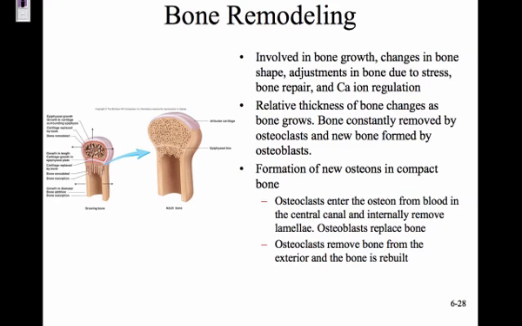So bone remodeling is involved in bone growth, and this is where, when you have ossification occur, there's usually woven bone that's produced first, and then it's remodeled to become cancellous and compact bone. And so it can change the bone shape based on stress. There's bone repair and calcium ion regulation. So when we looked at the humerus bone, there's a deltoid tuberosity. There's actually a bump there just because that's where the deltoid attaches and there's stress on that bone.